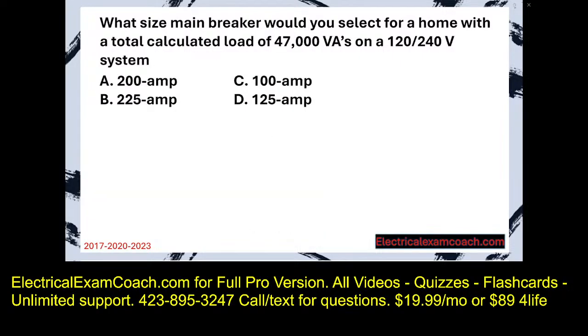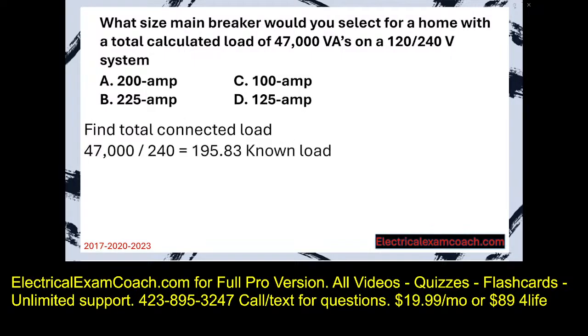What size main breaker would you select for a home with a total calculated load of 47,000 VAs on a 120/240 volt system? Step 1, find our total connected load. In this case, they've done all the math for us, and 47,000 are our total VAs. All we have to do is divide that by the system voltage. And in this case, it equals 195.83, and we would round down.